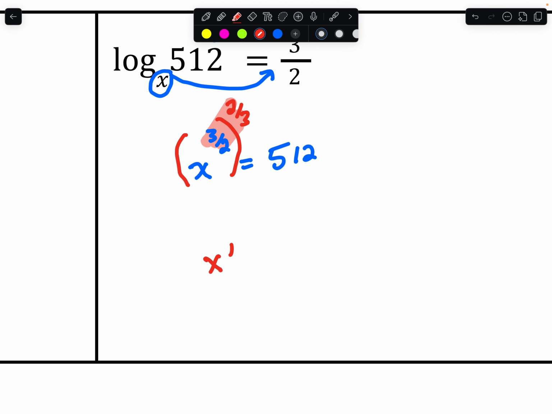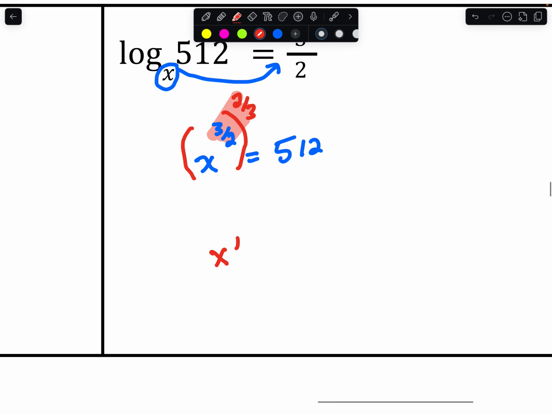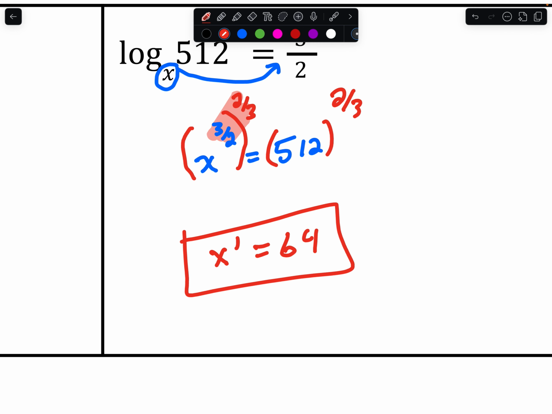Now, if we wanted to evaluate that in our calculator, just make sure you're using fractions. So I type into my calculator 512 raised to the 2/3 power, using either a parenthesis or a fraction. If you enter that in your calculator, we're going to get an x value of 64.